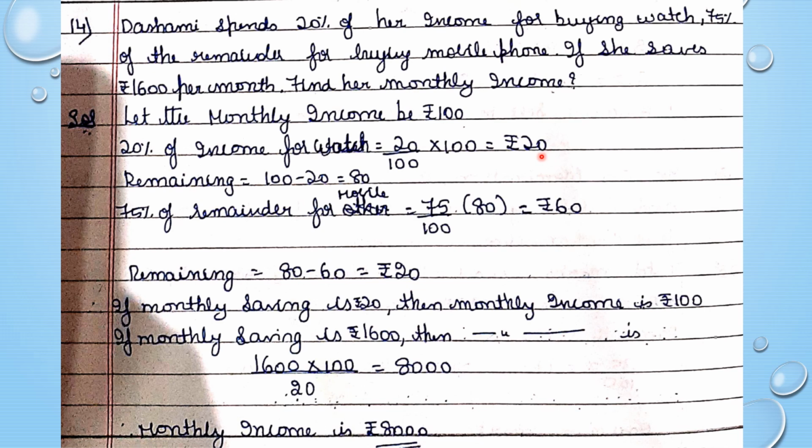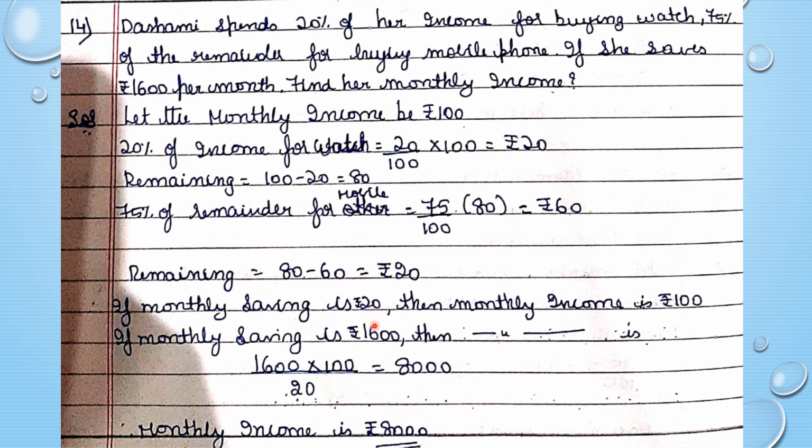In 100, if 20 is subtracted, you will get only 80 rupees. Of this 80 rupees, 75% of the money is used for the mobile phone. So 75 by 100 into 80. You will get 60 rupees. So this 60 rupees will be used only to buy the mobile phone. In 80, if 60 is subtracted, 20 is the amount she will be saving. So if she is saving 20 rupees, then her monthly income is 100.